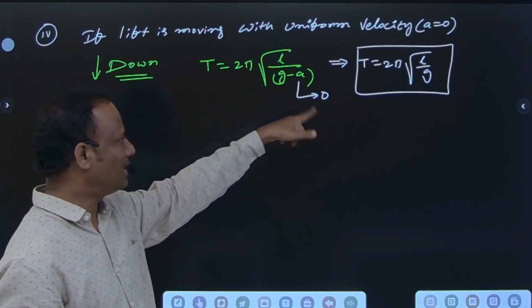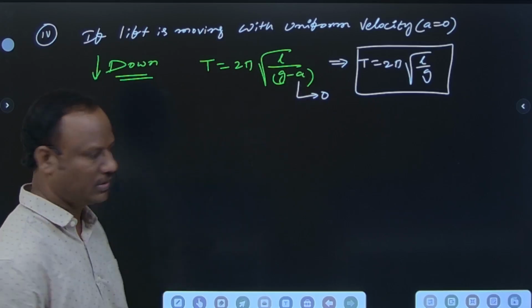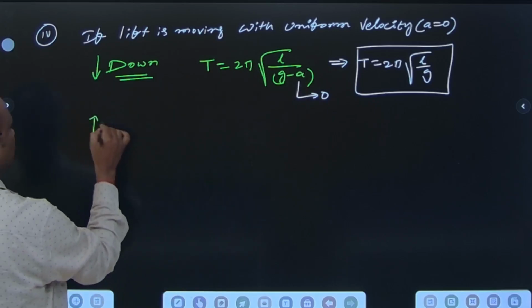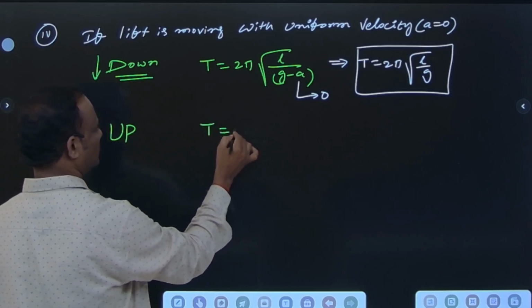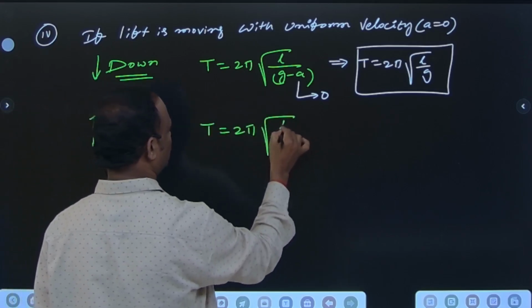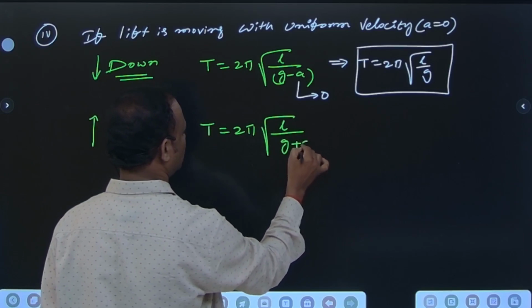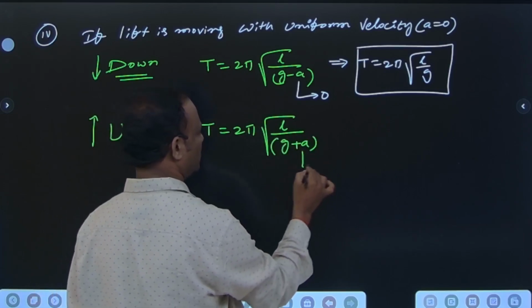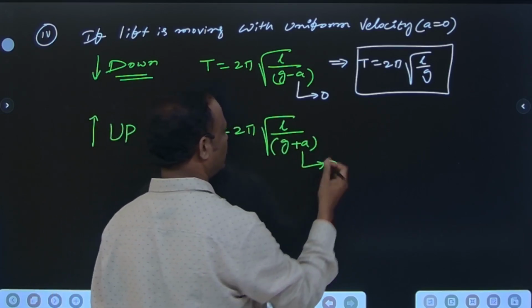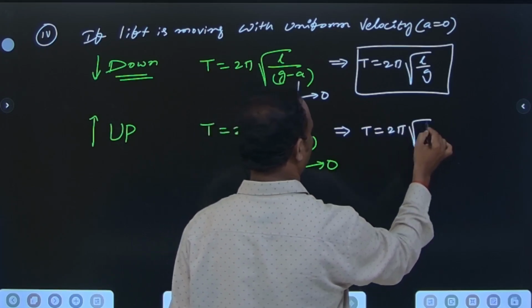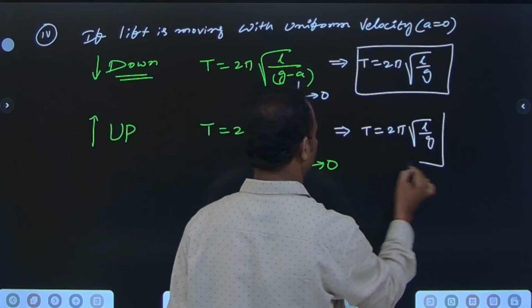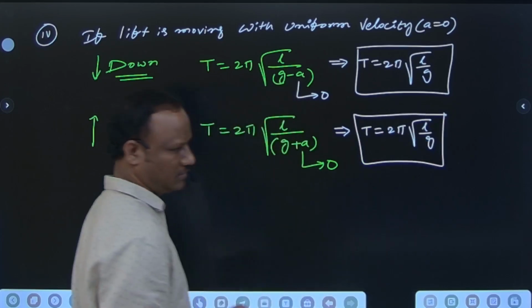g plus a, and a is 0 only, no? So even if the lift is moving upward, T is equal to 2 pi under root of L by g plus a. So what is the a? 0. Then what do you say now? T is equal to 2 pi under root of L by g is the time period.